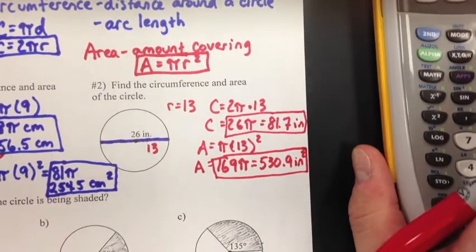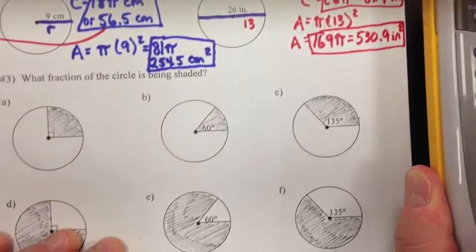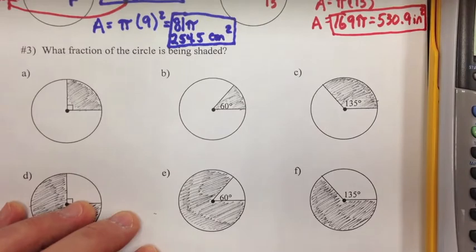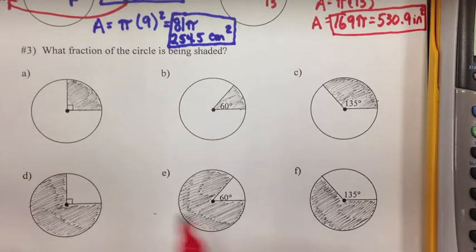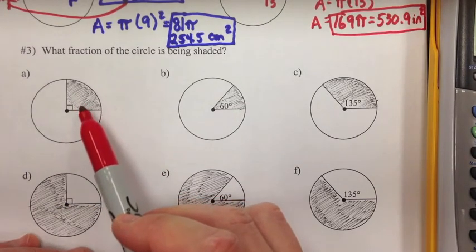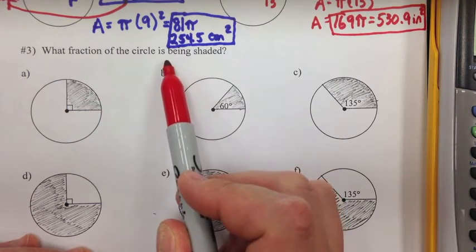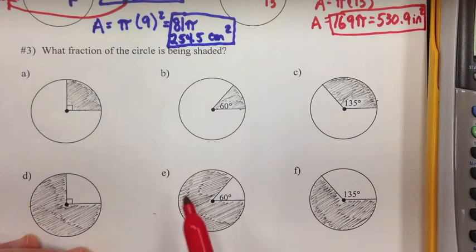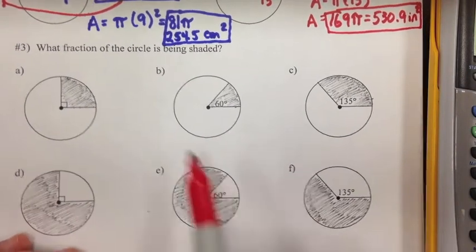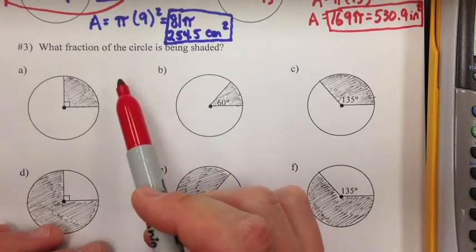Now, we're going to talk about one other situation here. What if you're not looking at the whole circle? What if you're only looking at, say, a portion of it? What fraction of the circle is being shaded? This is question 3. Now, we've got 6 different examples that we're going to do here. What fraction of the circle is being shaded?